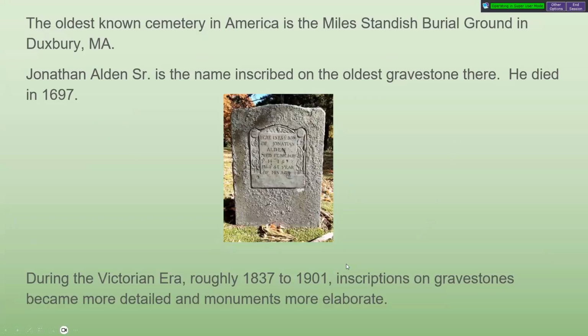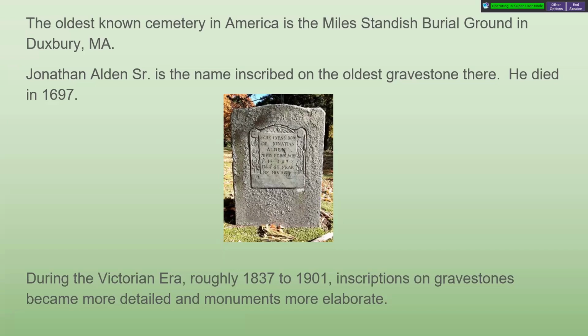Okay, the oldest known cemetery in America is the Miles Standish Burial Ground. Okay, and that's in Duxbury, Massachusetts. Jonathan Alden Sr. is the name inscribed on there, and you can see that. Here lies the body of Jonathan Alden, died February 14th, 1697, 65 years of age. Holy cow, I'd be dead. So he died in 1690.